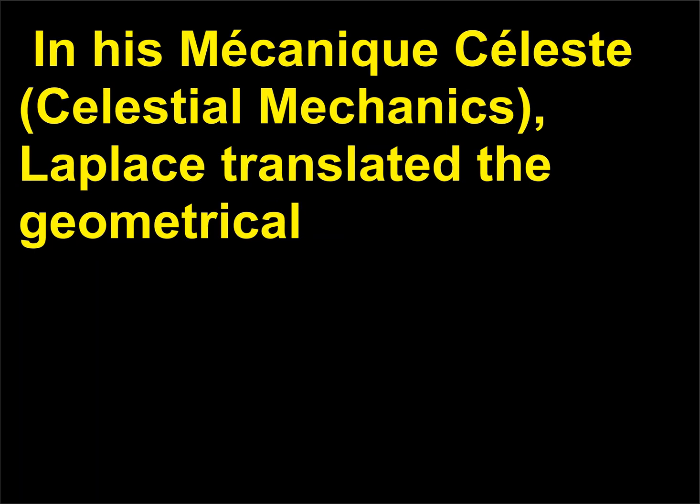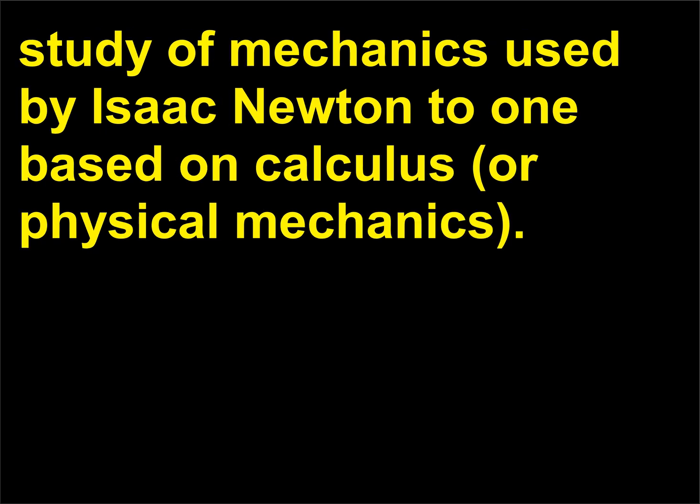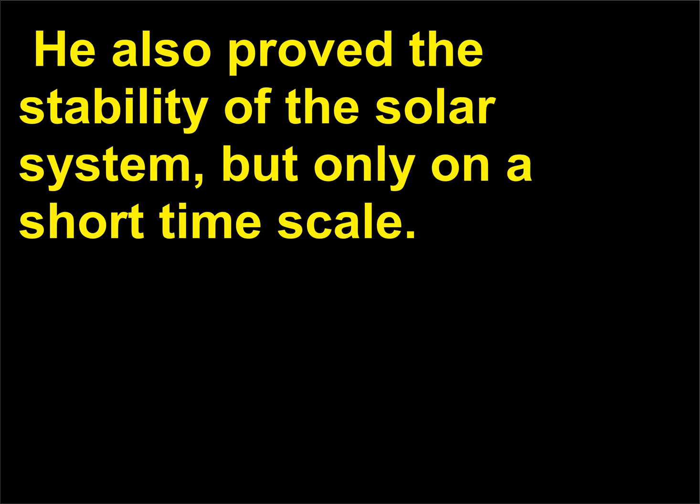In his Mécanique céleste, celestial mechanics, Laplace translated the geometrical study of mechanics used by Isaac Newton to one based on calculus, or physical mechanics. He also proved the stability of the solar system, but only on a short time scale.